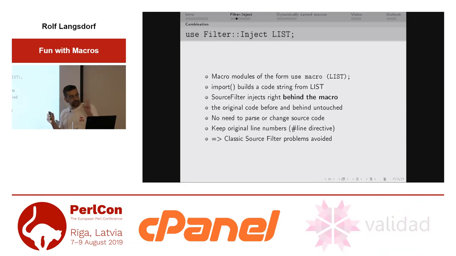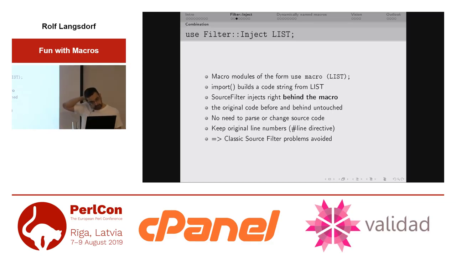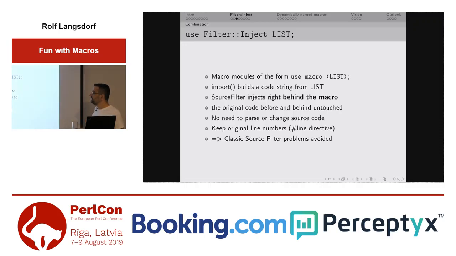So I wrote a module called Filter::Inject. You will find it on GitHub, because I'm very perfectionist with CPAN modules. What we actually do is our implementation of macros are actually modules. We use the use macro mechanism, the use module mechanism, and use the import to execute a source filter, which injects code right at the place of the execution of the use module, or use macro, right behind the macro, and deactivates itself. So it doesn't try to parse what's behind, it doesn't try to parse what's ahead. The code behind and ahead gets untouched, so we don't have any conflicts. And because it's a use statement, any macros or source filters or anything which is before won't have any conflicts with it, because it's valid Perl syntax, so we don't change the syntax.